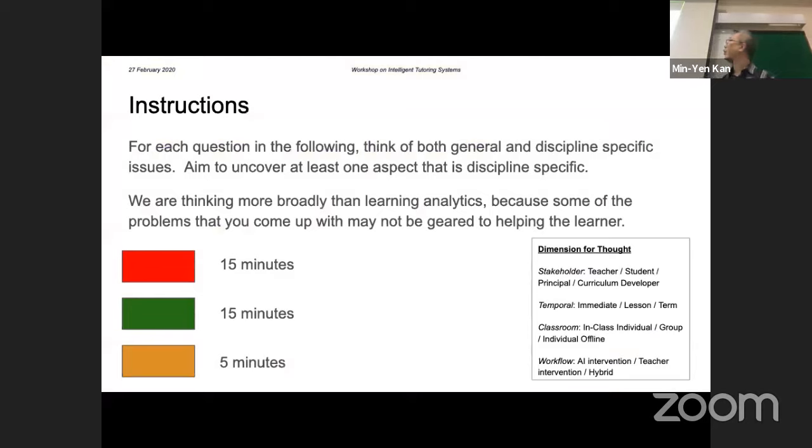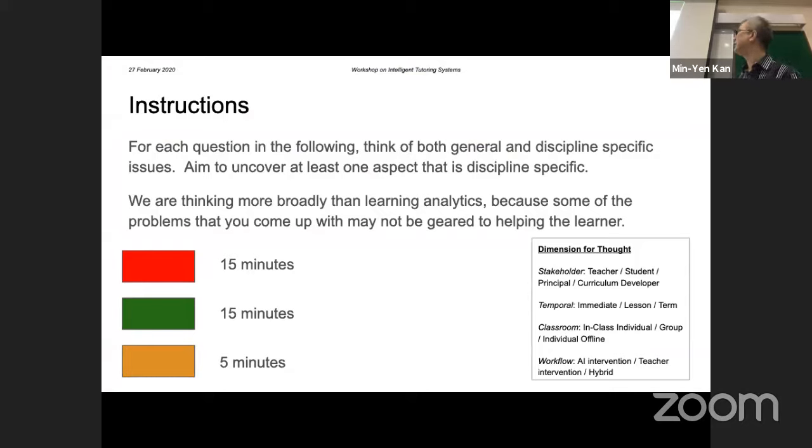Okay, and so for that session, in the last 30 minutes or so, we had a set of things that we wanted you to think about. And so we said, what are the things that we could think about? Okay, what are the dimensions of thought we could think about for learning analytics?